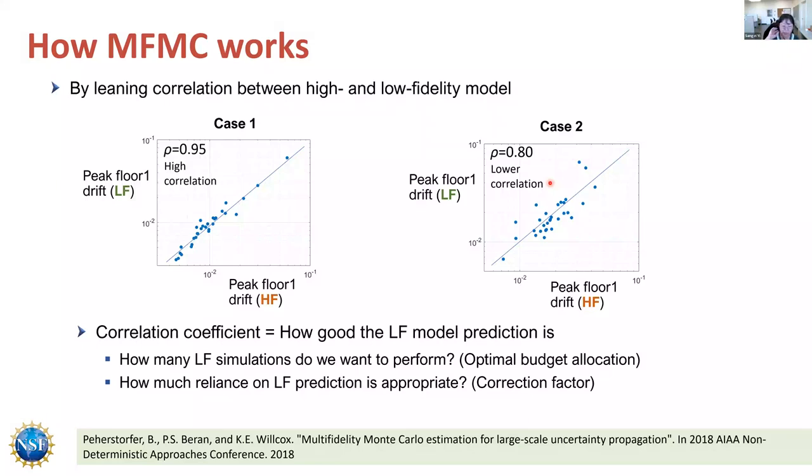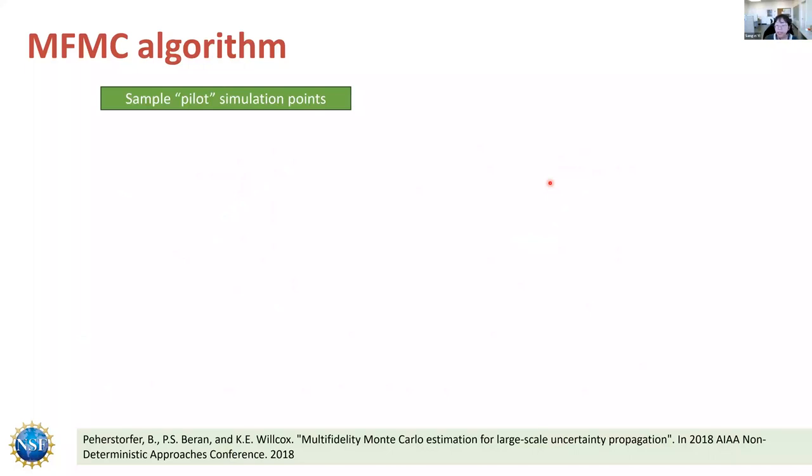And this, you will see in our algorithm. So here, the multi-fidelity Monte Carlo algorithm implemented in our tools is summarized in a flowchart. The first step is to run a number of pilot simulations. That means we don't want to immediately run a large batch of simulations, but instead we first want to start with a small number of simulations.